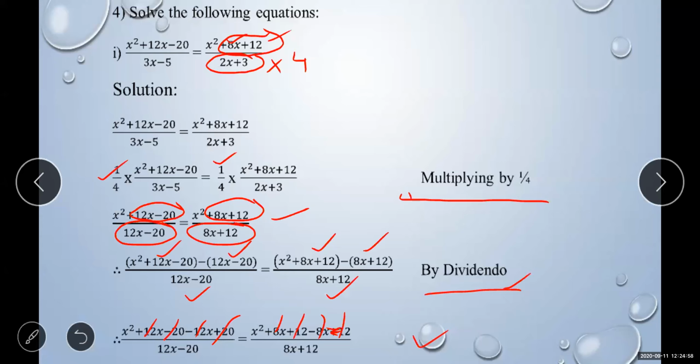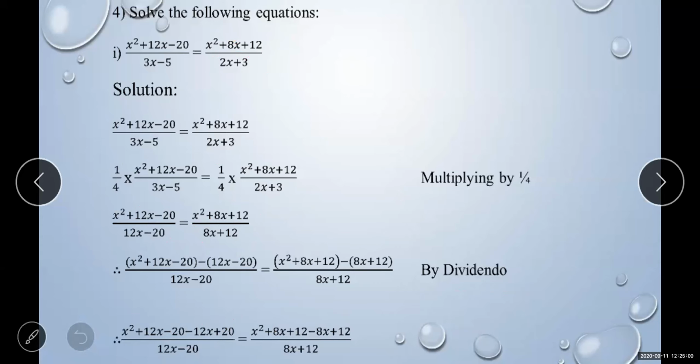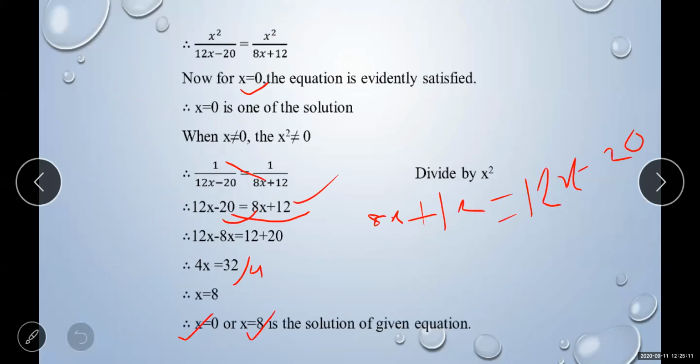By taking the dividendo. By taking the dividendo, we get different signs. As we got the different sign, we can easily cut them. What do we have at the last? We have at the last x square upon 12x minus 20, x square upon 8x plus 12.